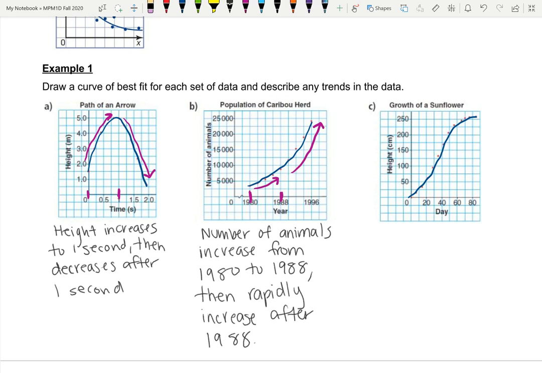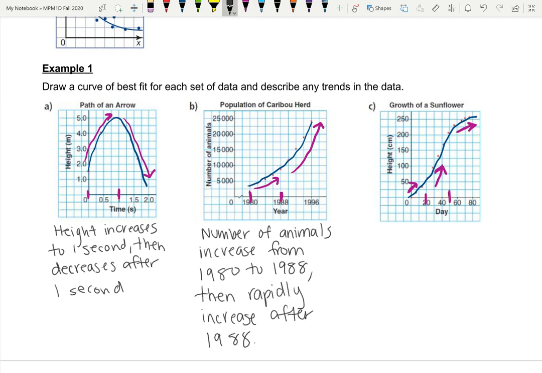Okay, and in C, the height is increasing to day 20, I would say it's increasing, okay? And then after day 20, it's increasing at a more rapid pace to about day 50. Okay, so do you see how the slope is steeper now? And then after day 50, it sort of slows down again.